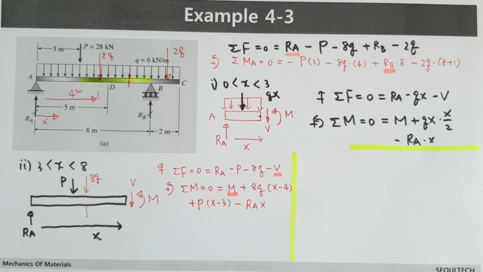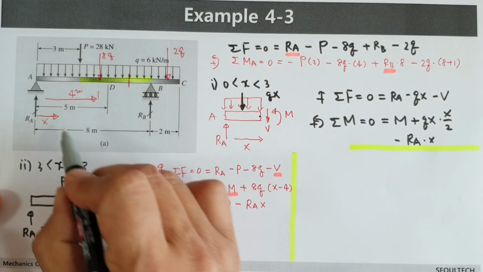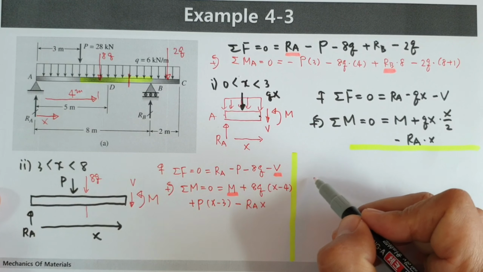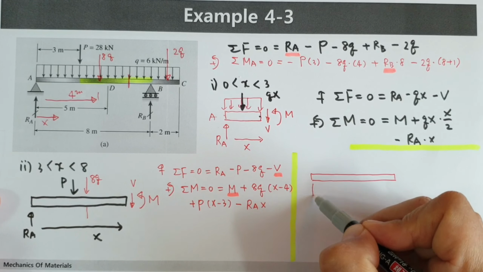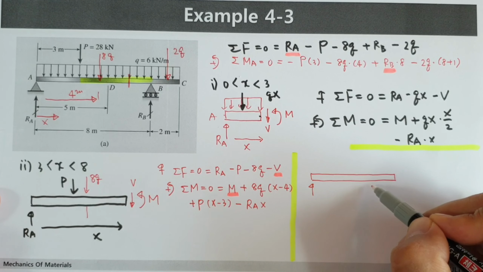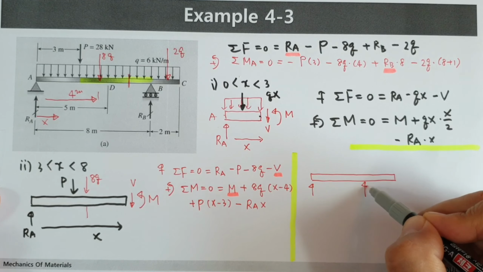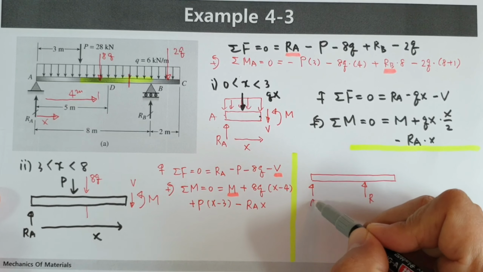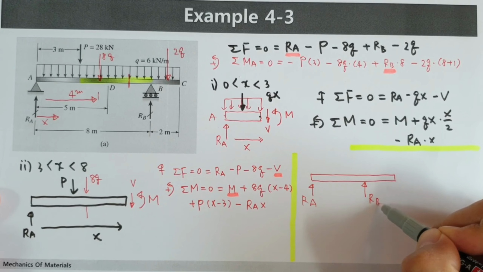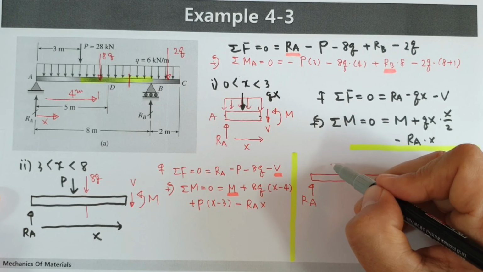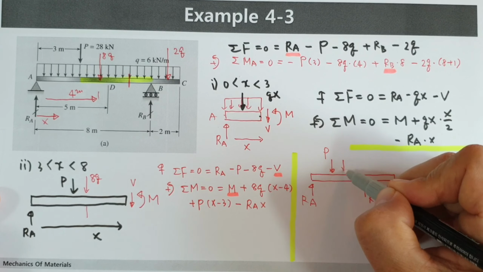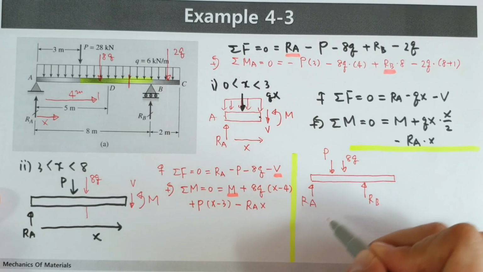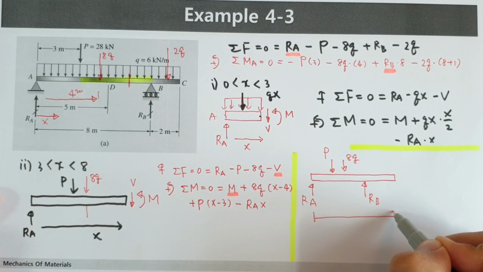When you draw the free body diagram for the final case, when x is located somewhere here, then I draw the free body diagram like this one, on the left side and somewhere here, RA, RB, and P is acting like this one, P, and this one is 8Q. Of course, this length is, let's say, X.